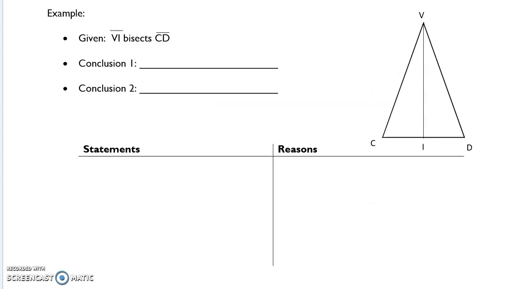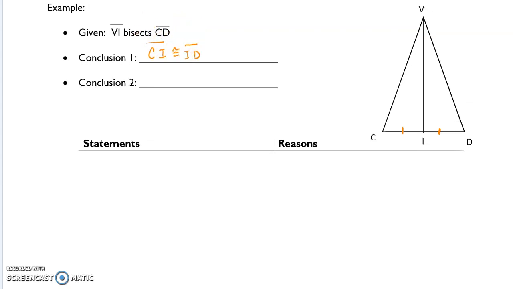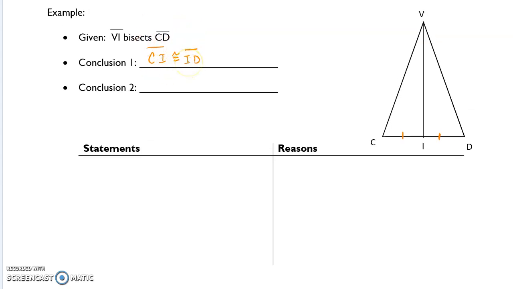In this next example, there are two conclusions that we can draw from our given statement. In our diagram, we know that segment VI bisects segment CD. So that's telling me a segment is bisecting a segment. Segment CD is what is getting bisected. These are my congruent statements then: segment CI is congruent to segment ID. Segment bars are mandatory. The congruent statement is mandatory.